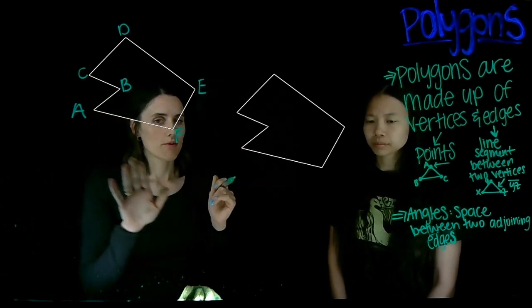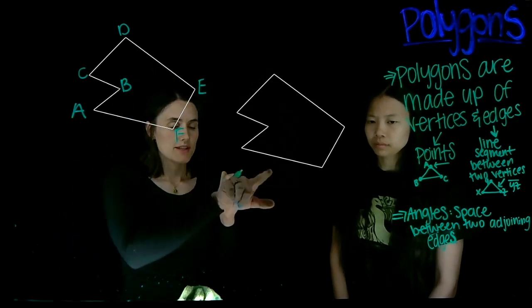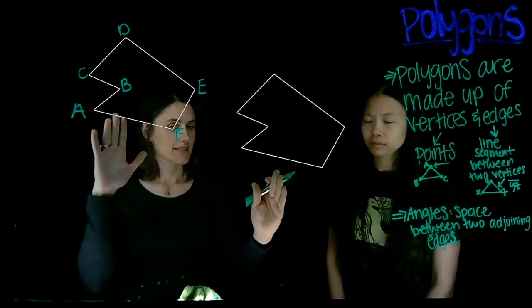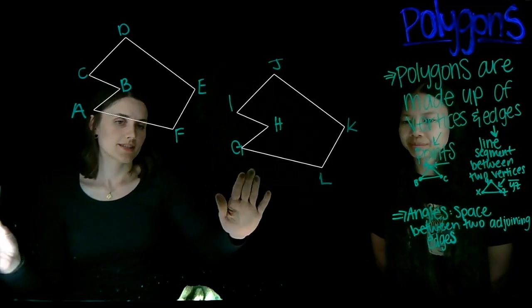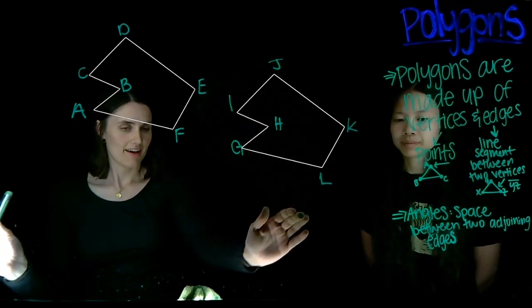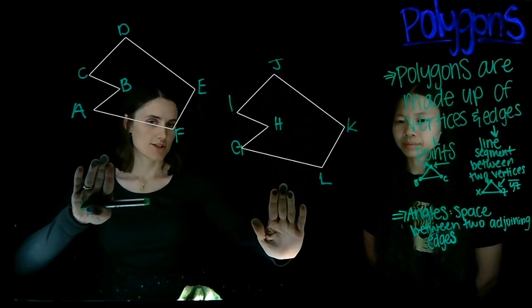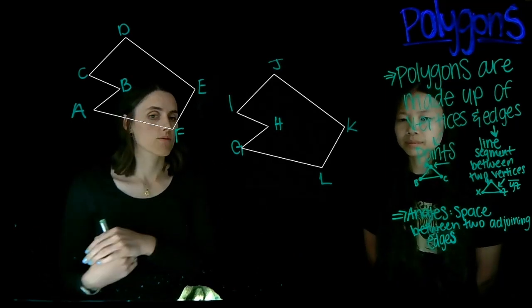But I don't want to label this A, B, C, D, E, F on this polygon as well, because that won't be able to distinguish between the two. So instead, I'm going to label this one G, H, I, J, K, L, because these are two separate shapes, even though they are congruent. That is a word that we need to know.